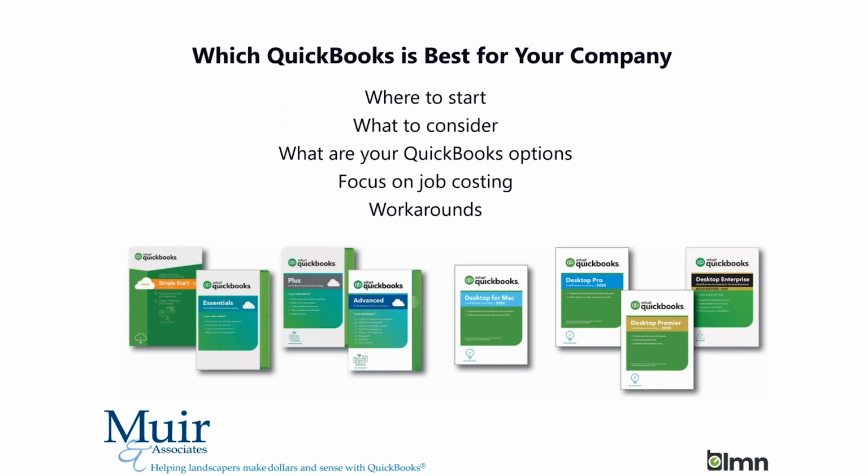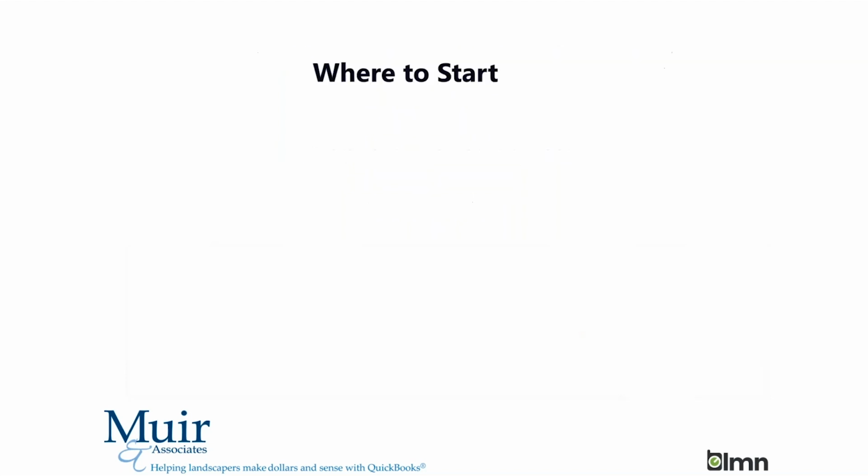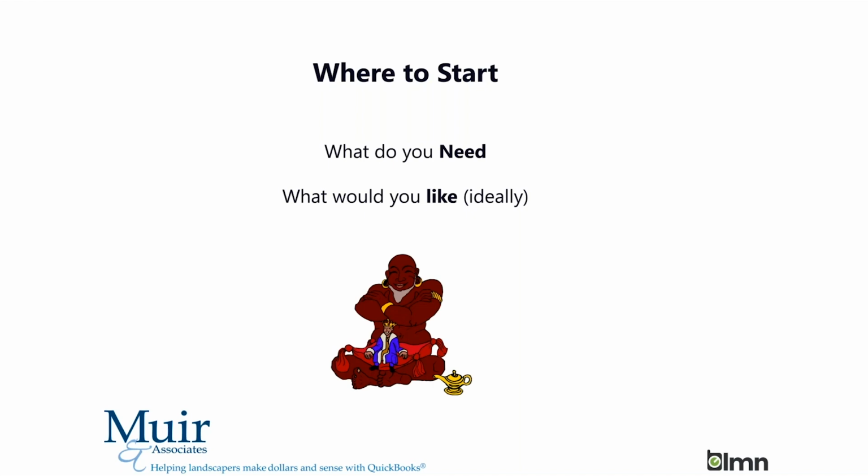I am going to have a real focus on job costing, because to me that's very important in the landscape world, and especially to work with LMN. And then, intermixed through here, I will talk about some workarounds. So if a product doesn't do what you want, what are some options that you might use? Where to start? It really is starting with as simply as what do you need your product to do? And I would say maybe non-negotiables. And then what would you like ideally? And realize that unfortunately you don't have a genie that can give you everything that you want. You are going to have to pick and choose.